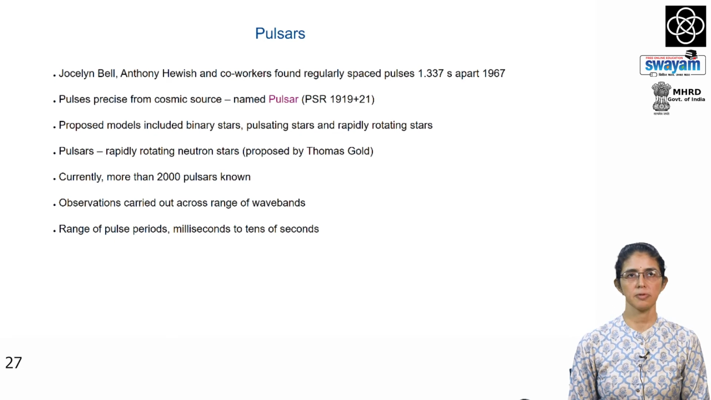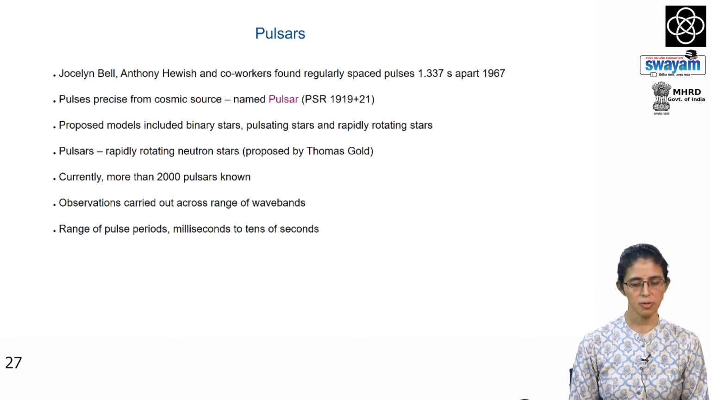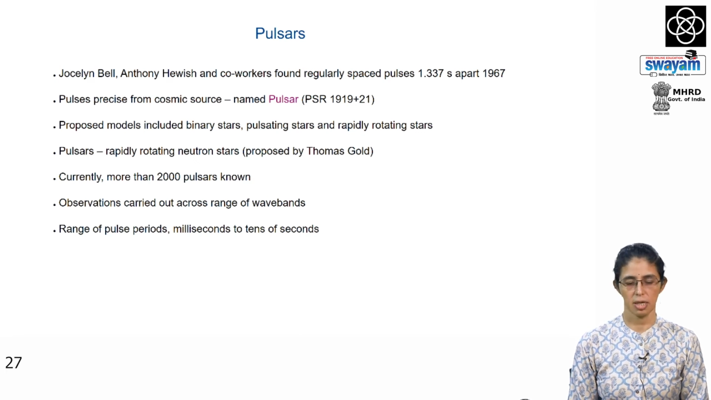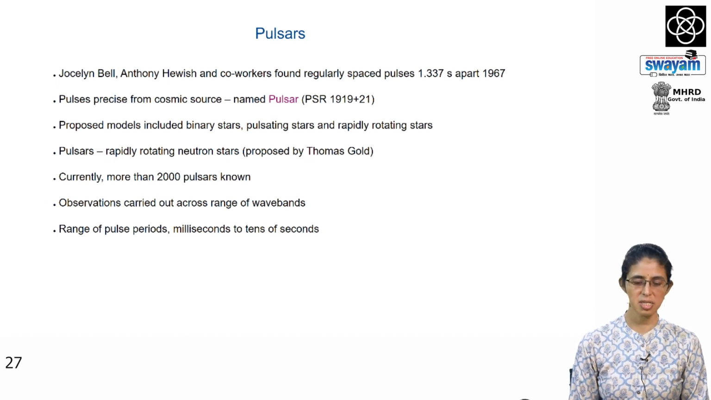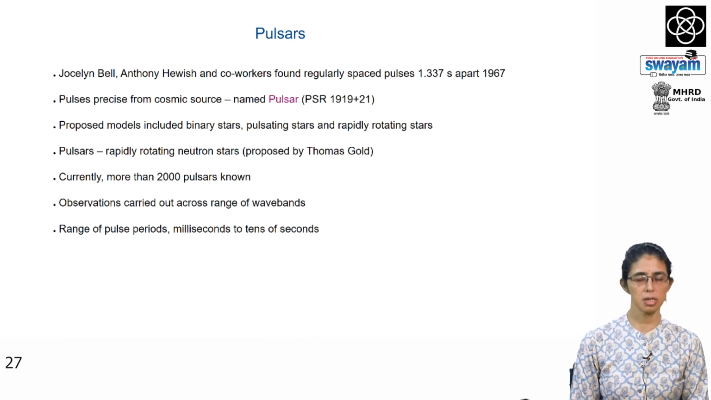separated by a very precise duration of 1.337 seconds. This pulsar we now know is the pulsar PSR 1919+21. At that time, various models were proposed to understand the nature of these precise pulses. This included binary stars, pulsating stars, and rapidly rotating neutron stars. Based on the period of pulsation, the binary star and the pulsating star ideas were discarded, and it is now known that these pulses arise due to the rapid rotation of neutron stars.